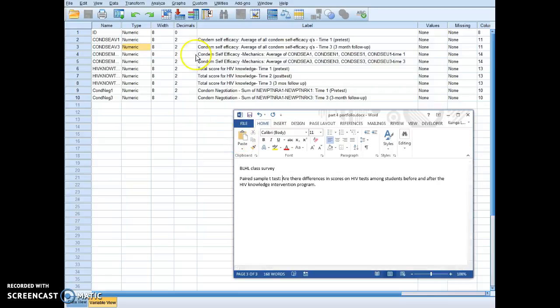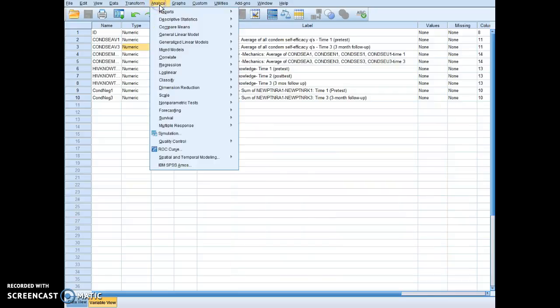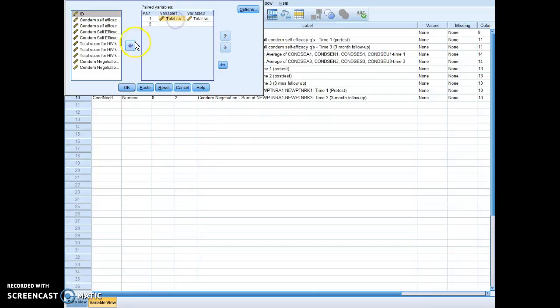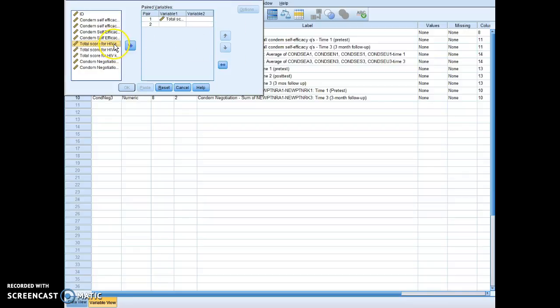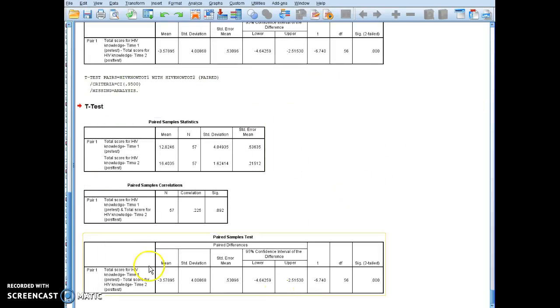Now, in order to conduct the test, I go to Analyze, Compare Means, and Paired Sample t-test. I'm going to take these variables back. The variables that we need are total scores for HIV knowledge at time 1, that's the pre-test, which is already there, and then total score for HIV at time 2, which was the post-test. Hit OK, and this is the value that we need.